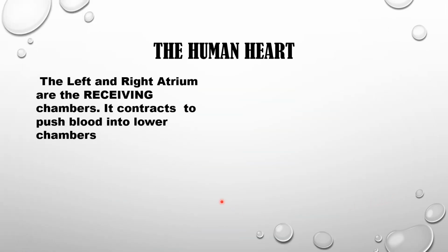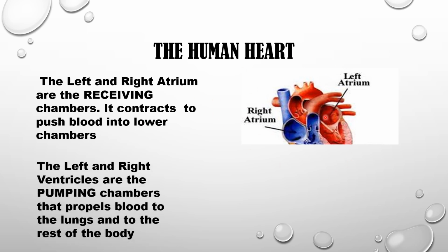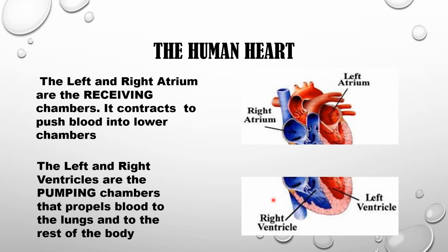The left and right atrium are the receiving chambers, and they contract to push blood into the lower chambers. So this part, the right atrium and the left atrium, serve as the receiving chambers, while the left and right ventricles are the pumping chambers that propel blood to the lungs and to the rest of the body. So the lower chambers, the right and the left ventricle, serve as the pumping chambers of the heart.